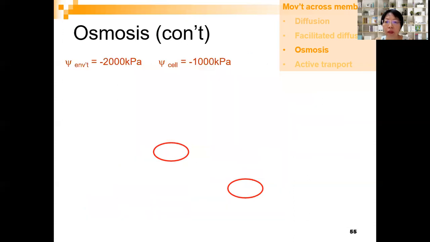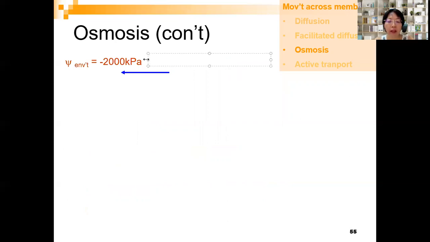Okay, it's very easy. So now this is the next example, which is the last example. The last example is we immerse the cell into a solution which has got a lower water potential than the cell. All right, so negative 2000 is actually less than negative 1000 kilopascal. Correct? Correct or not?